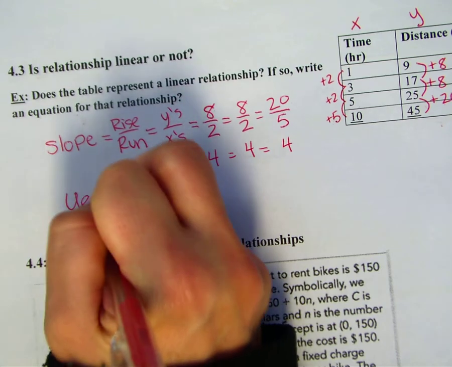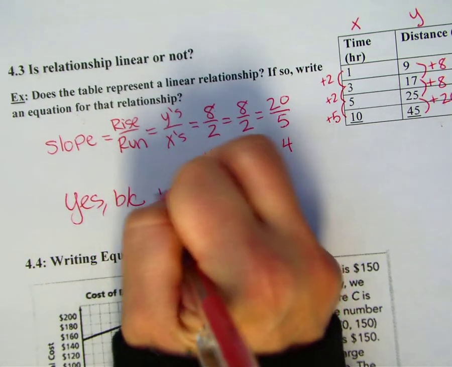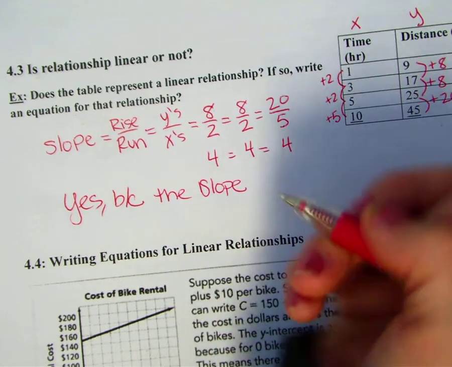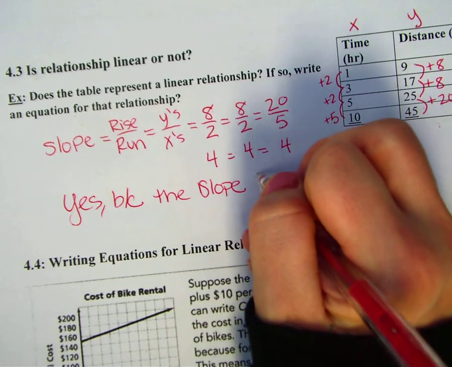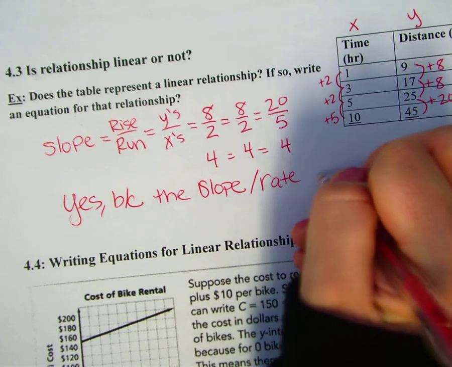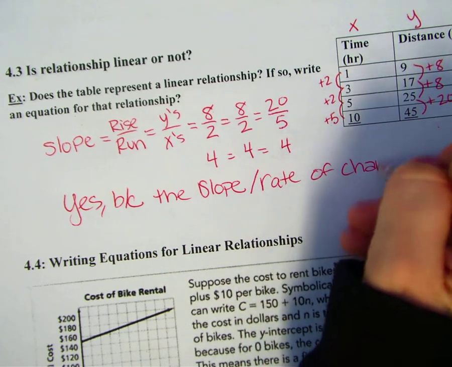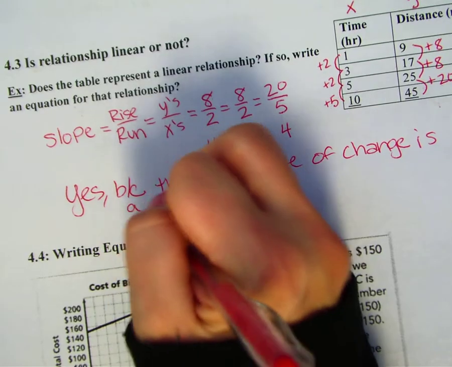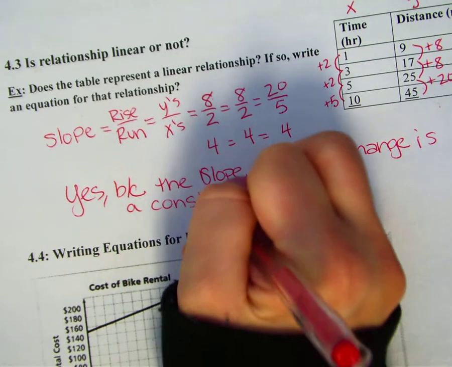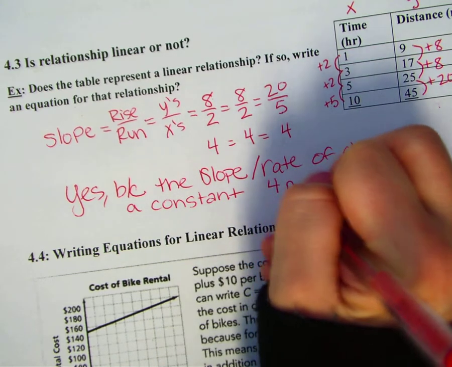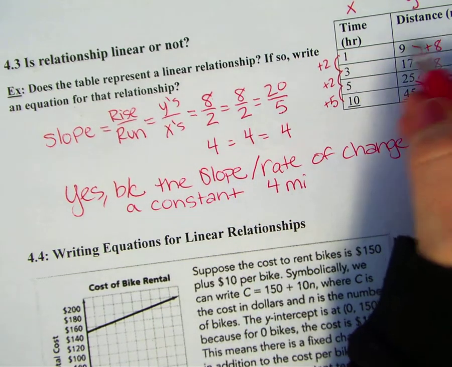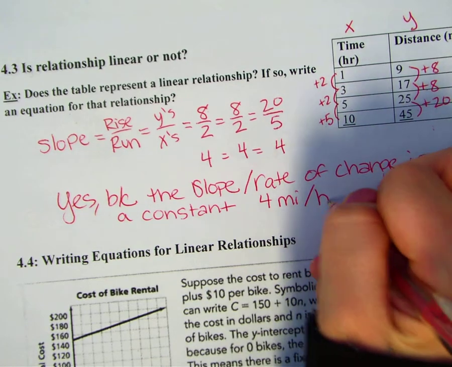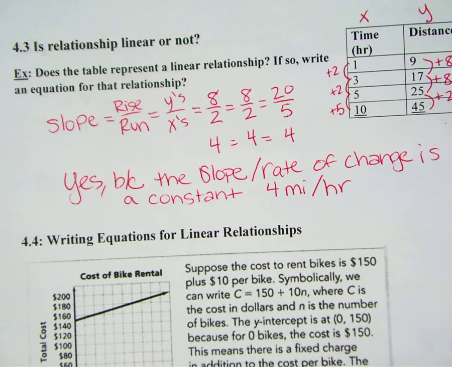We would say yes, because the slope or rate of change is a constant 4 miles for every 1 hour. Notice that's what we were dividing, miles over hours. So it's actually 4 miles for every 1 hour.